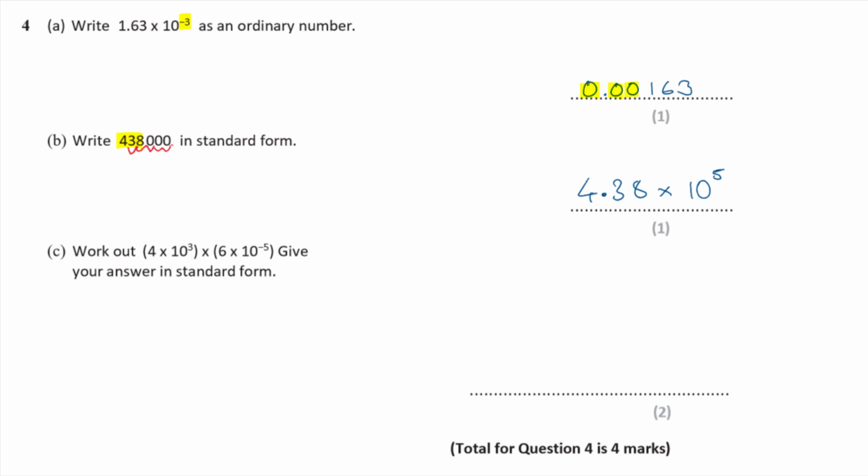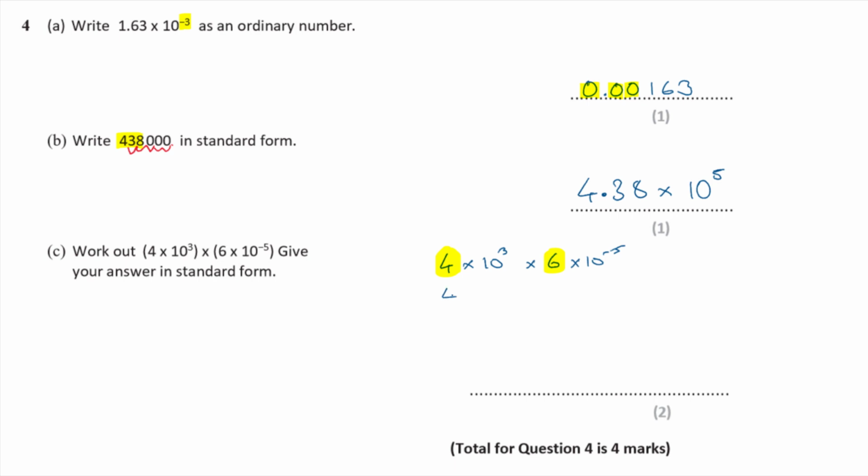Work out 4 times 10 to the 3 times 6 times 10 to the minus 5. Give your answer in standard form. Right. So when I've got 4 times 10 to the 3 times 6 times 10 to the minus 5, I can use the fact that multiplication is what we call commutative, and it means we can change the order that we do things.